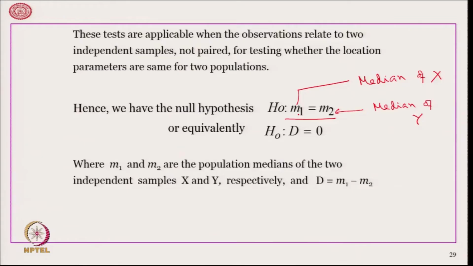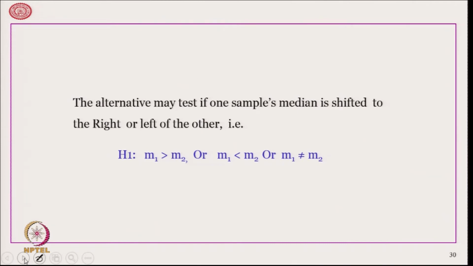For this lecture, we are just looking at the commonality of the central locations, and our statistic is therefore appropriately defined. Our null hypothesis is H0: M1 is equal to M2, or H0: D is equal to 0. That means the difference of the two medians M1 and M2 is equal to 0. What can be the alternative? The alternative can be, as before, M1 greater than M2 or D greater than 0, M1 less than M2 or D less than 0, or M1 not equal to M2, D not equal to 0.